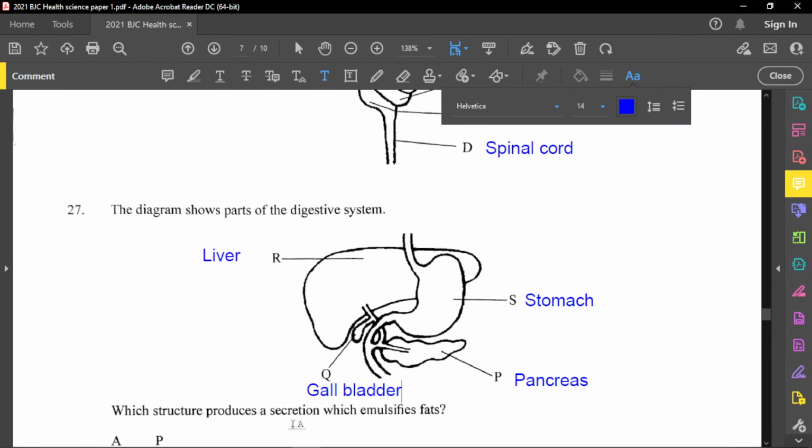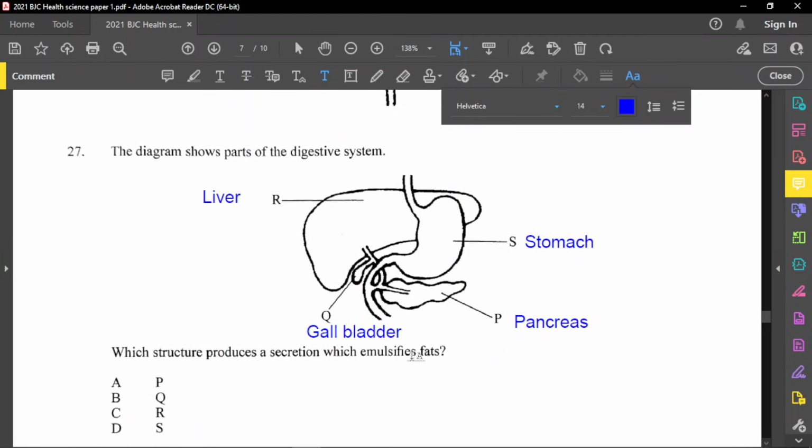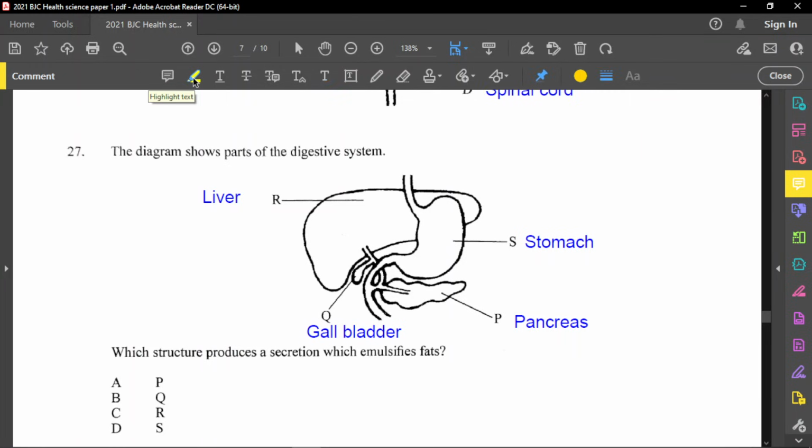So which structure produces a secretion which emulsifies fat? The substance that emulsifies fat is called bile. Bile is that substance that emulsifies fat. The liver again produces bile, and it is stored in the gallbladder. So our answer here will be R, which is option C.